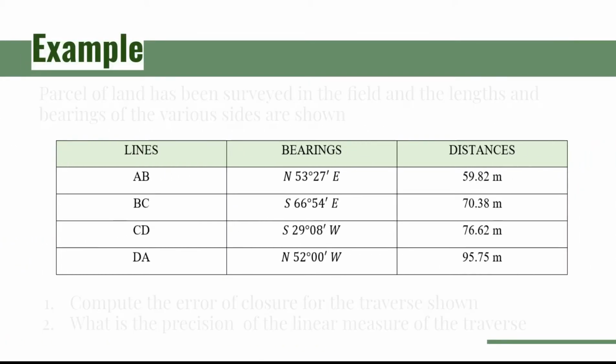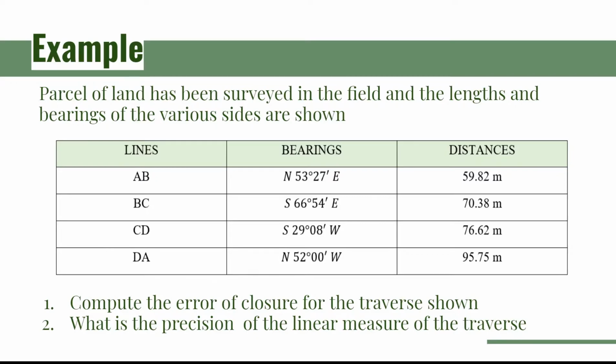So here is an example. A parcel of land has been surveyed in the field and the lengths and bearings of the various sides are shown. From the table, it shows the different lines with corresponding bearings and distances. Line AB has 53 degrees 27 minutes north with a distance of 59.82 meters. Line BC has 66 degrees 54 minutes south with a distance of 70.38 meters.